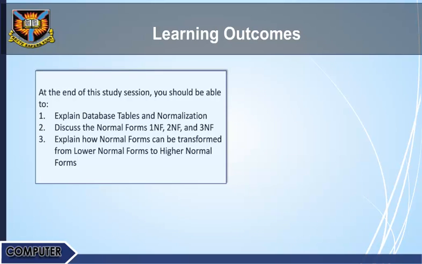Learning outcomes. At the end of this study session, you should be able to: 1. Explain database tables and normalization. 2. Discuss the normal forms 1NF, 2NF, and 3NF. 3. Explain how normal forms can be transformed from lower normal forms to higher normal forms.